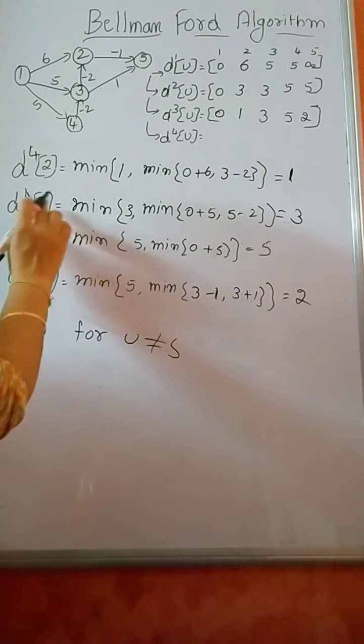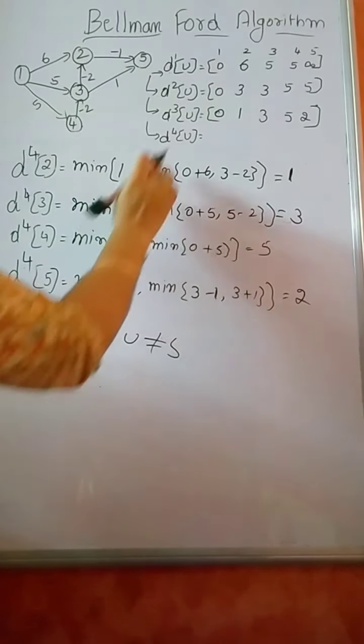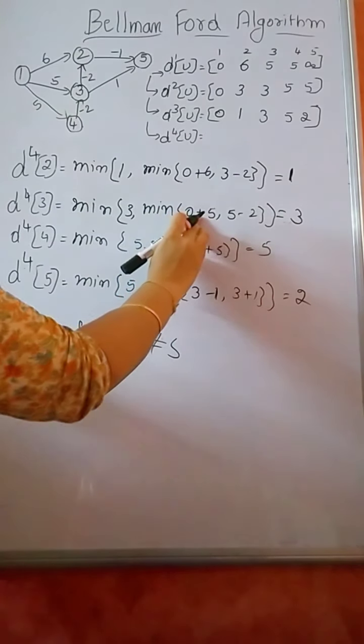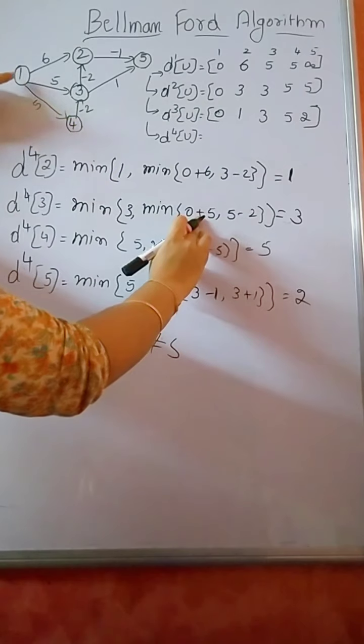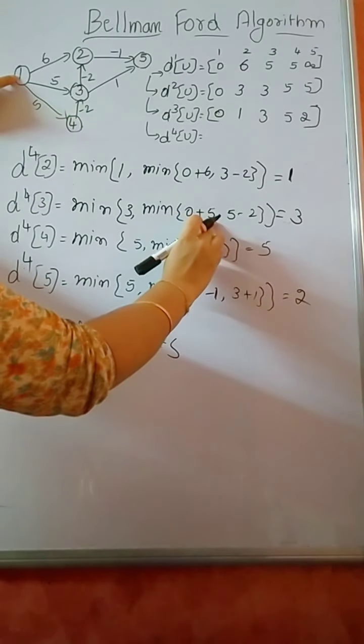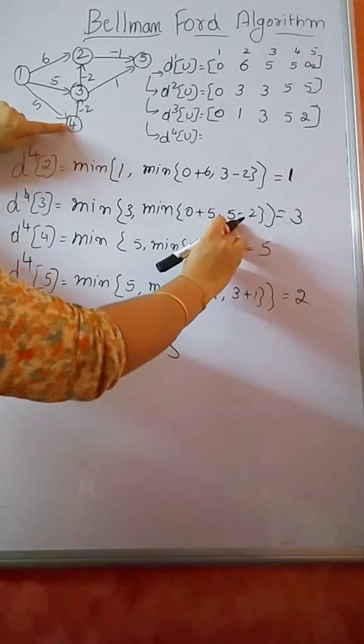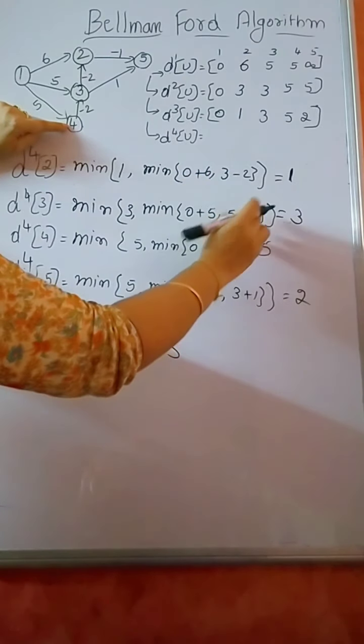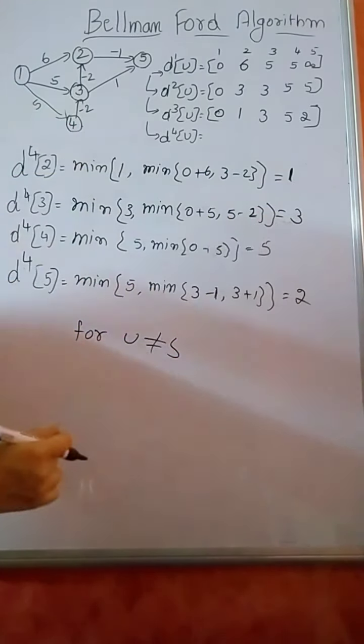Now D4 of the 3: previous distance to the 3 is 3 only. Minimum of, so 2 incoming edges are there. One is from the 1, so it is 0 plus 5, and one is from the 4. What is the previous distance to the 4? It is 5, 5 minus 2. So there is no change. Again it is 3 only.